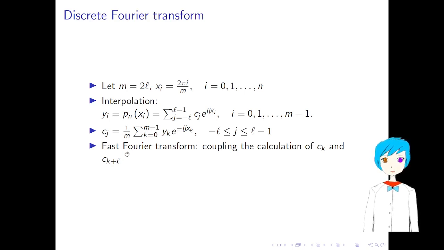So we can also do the fast Fourier transform using those complex basis functions, that is, to couple the calculation of ck and ck plus l together.